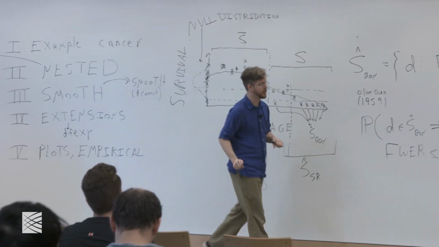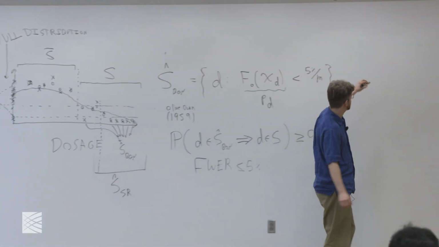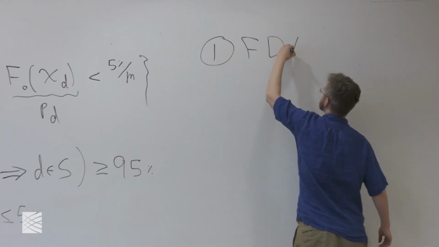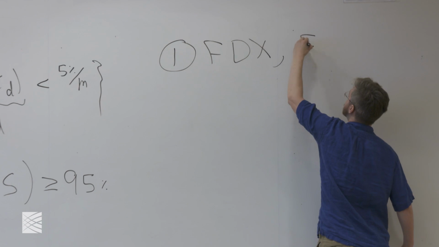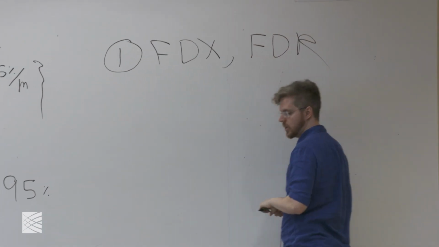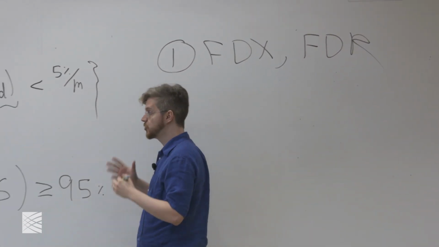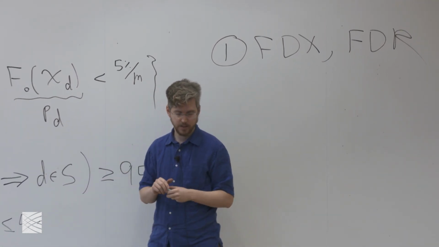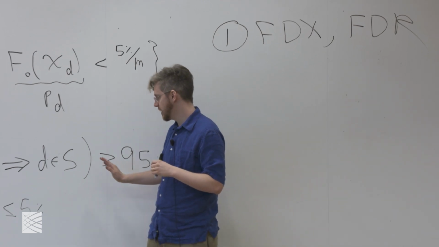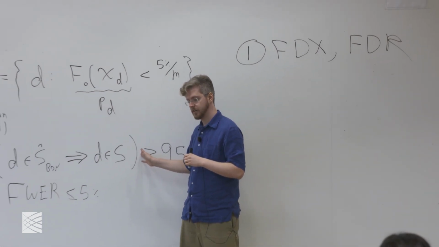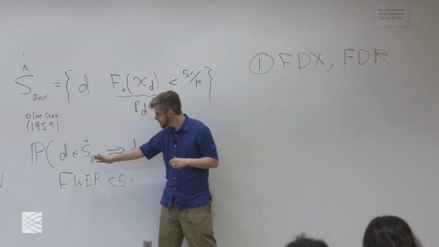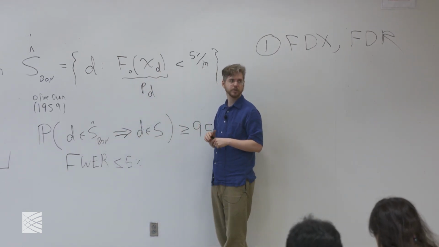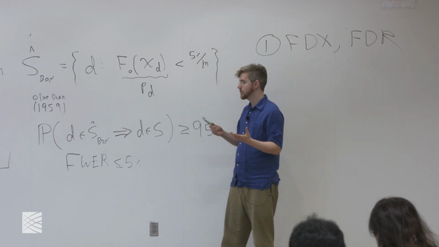So the first extension that I want to talk about is sort of a simple extension in some ways. Well, okay, maybe it's not that simple. FDX and FDR. So you remember in Alex's talk, he described that the most stringent thing you could ask for out of a multiple testing hypothesis algorithm is that it controls the type 1 error. Meaning that most of the time, every single hypothesis that we reject, that was the right thing to do. That's a very stringent requirement. There's other things we can do.